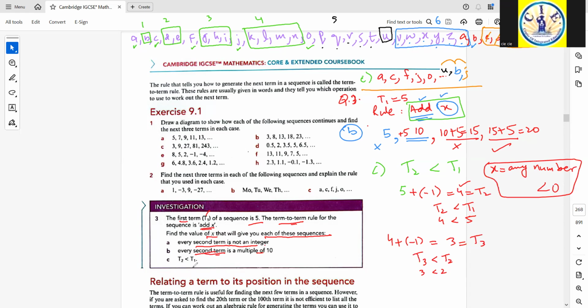So that concludes question 3 as well as exercise 9.1.